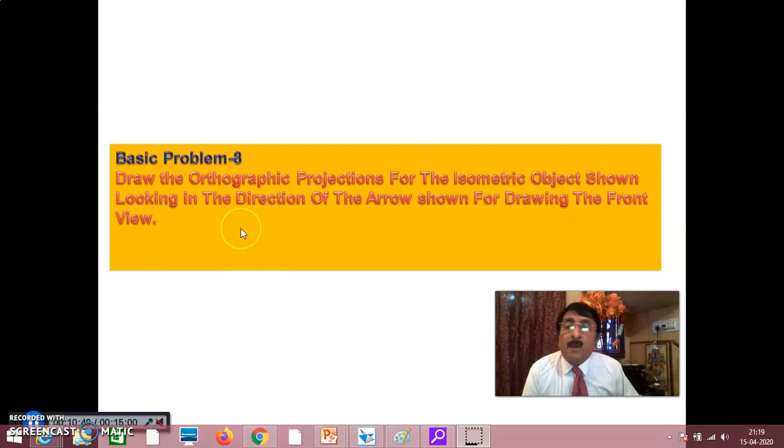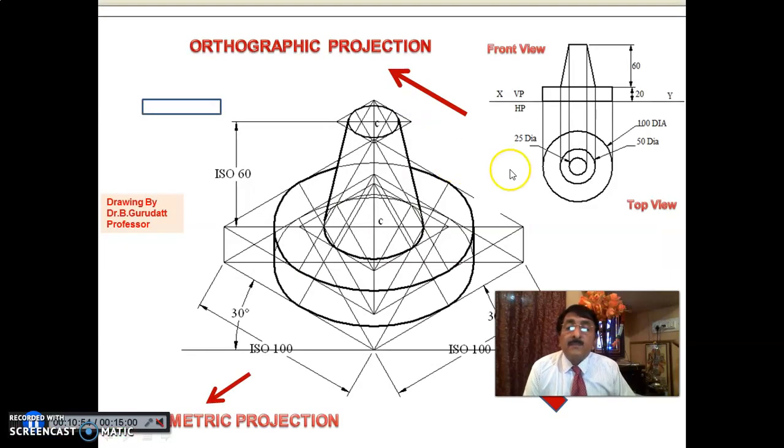Now you see the basic problem 8. Draw the orthographic projections for the isometric object shown, looking in the direction of the arrow shown for drawing the front view. Okay, you see a simple thing again. This also we have done in isometric projection. Bottom solid is a cylinder 100, thickness 20, and top solid is a frustum of cone. Bottom circle 50, top circle 25. Okay, and height is 60.